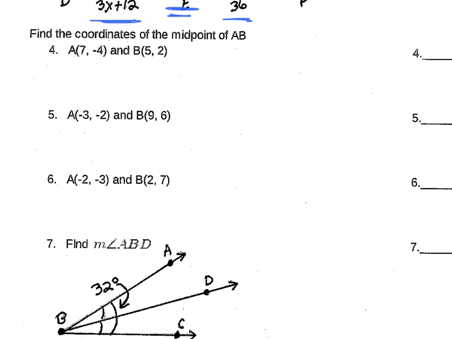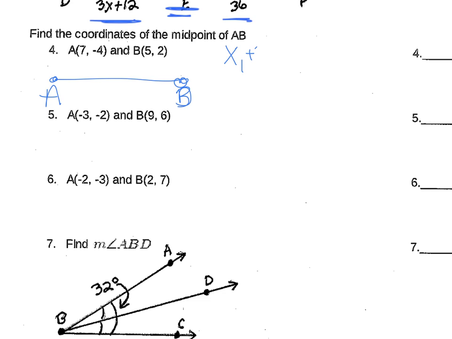In numbers 4, 5, and 6, you need to find the coordinates of the midpoint of A and B. So if this were a segment, we'll just kind of draw a picture like this. This is A, and there's segment B. Whoops, B. We want to know where's the midpoint, okay? And remember, to find the midpoint, we're going to use this formula.